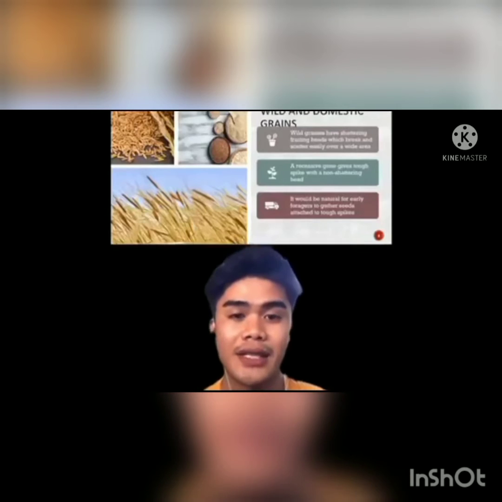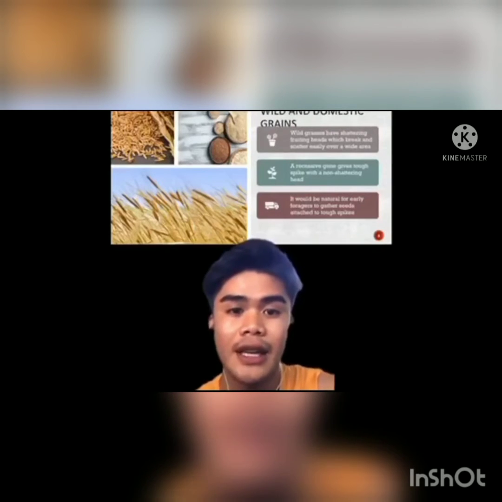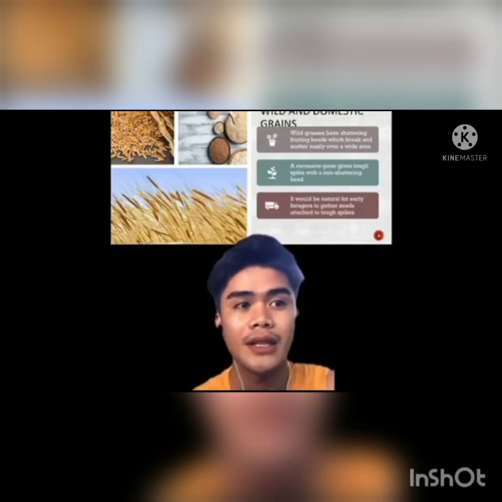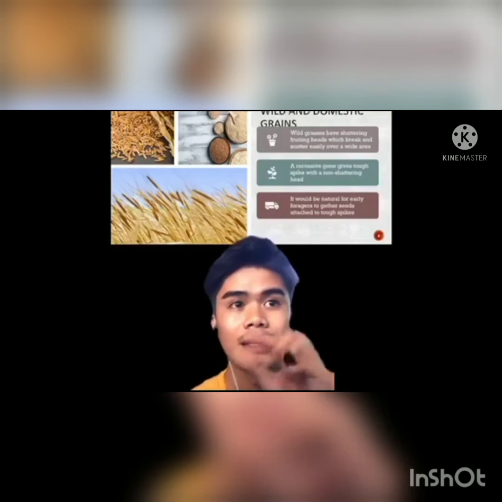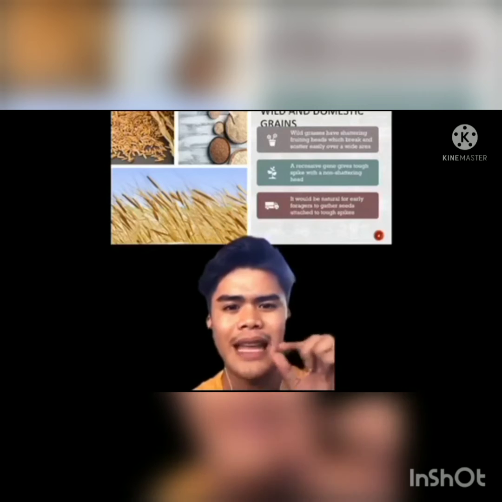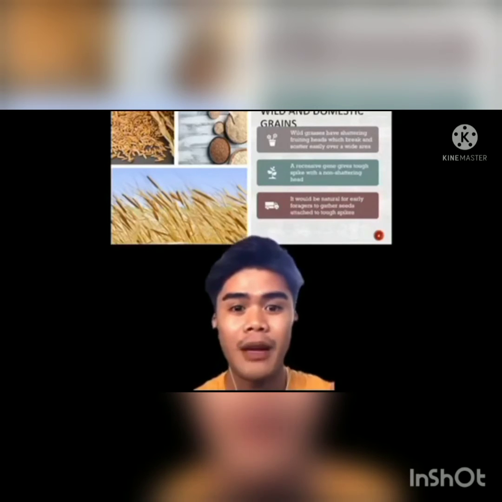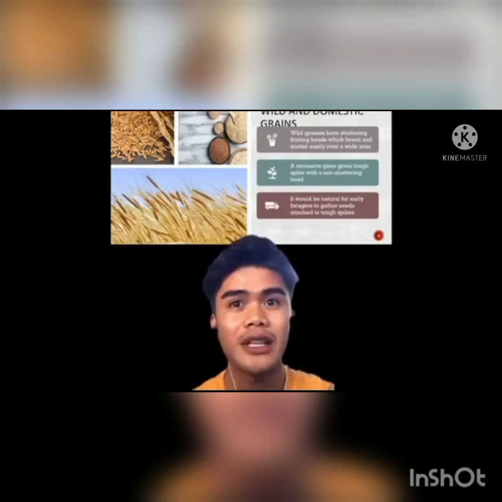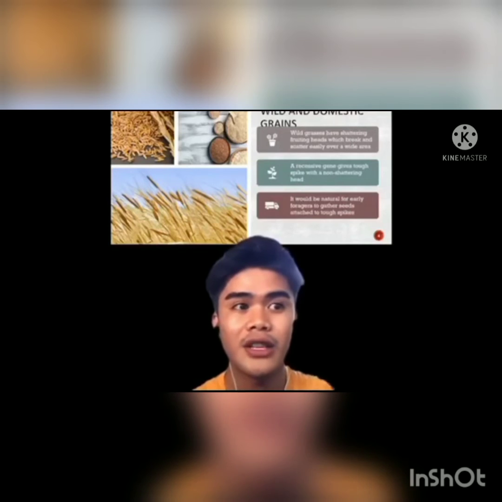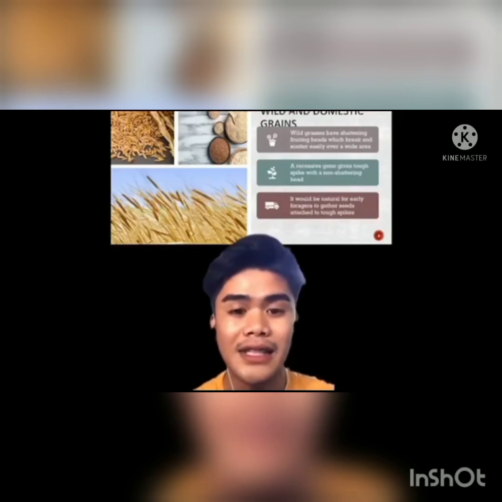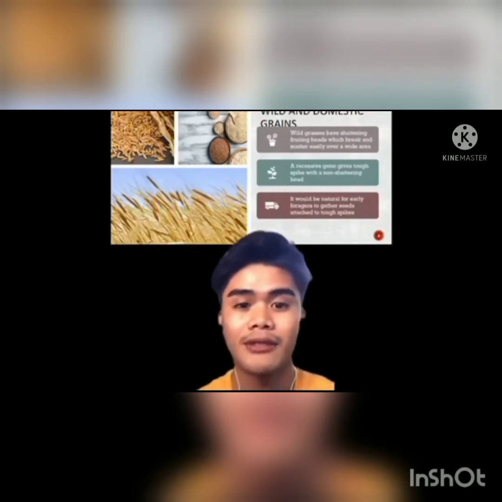Wild and domestic grains. Wild grasses have shattering, fruiting heads which break and scatter easily over a wide area. I remember when I was a kid, we usually played and gathered those tiny black beans, and we put them in water, we soak them, and they usually pop, and the seeds will scatter. I think that's an example of wild grasses.